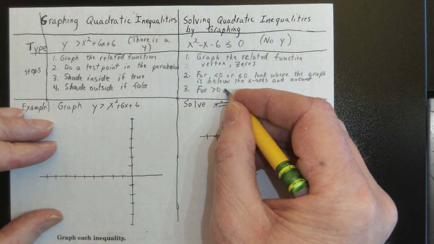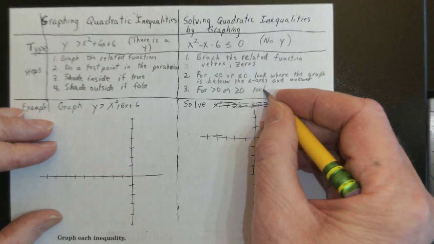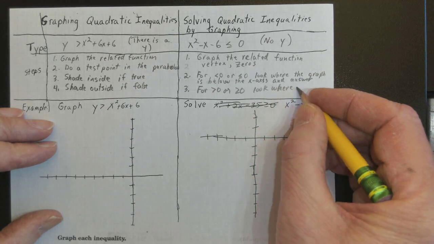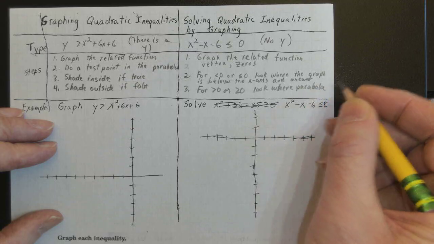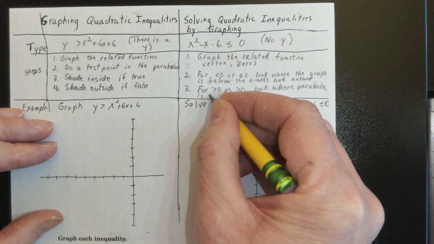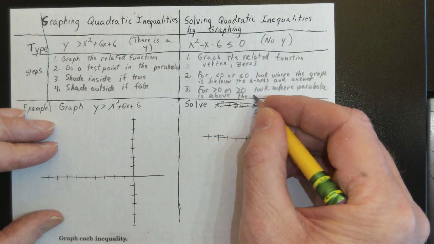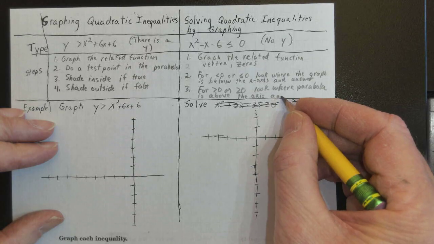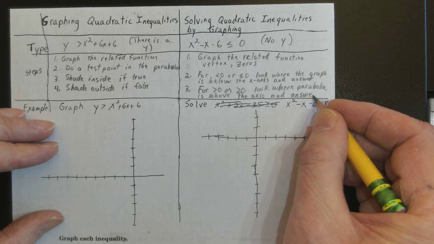And for greater than 0 or greater than or equal to 0, look where the parabola is above the x-axis. And answer.